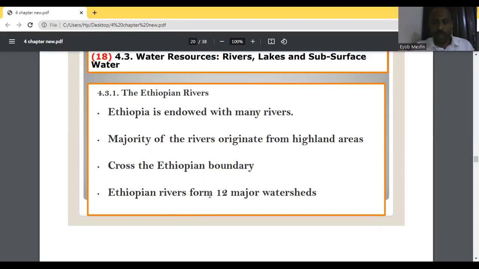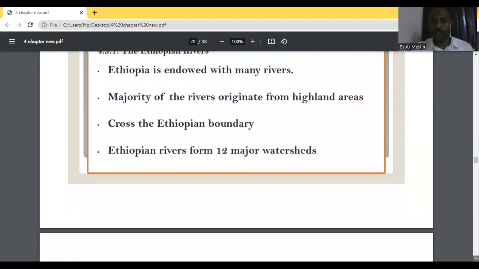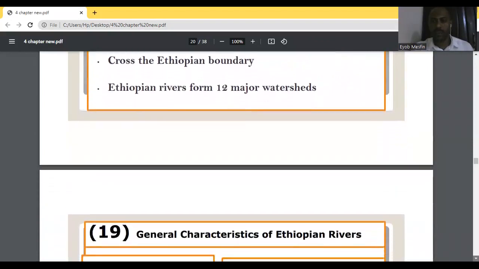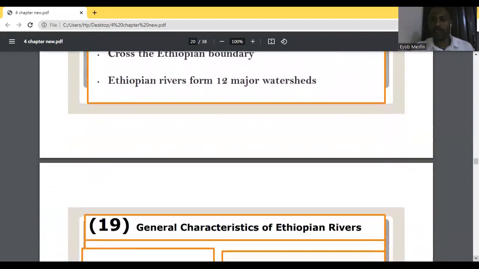The Ethiopian rivers form, I think, 12 major watersheds. They have different sections, so when we divide them, those rivers make 12 watersheds.